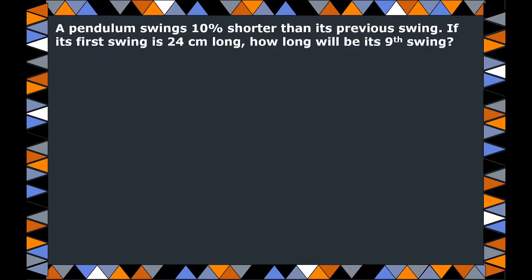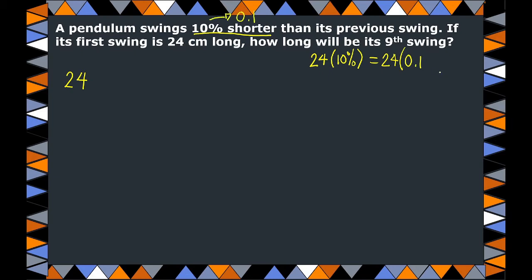A pendulum swings 10% shorter than its previous swing. If its first swing is 24 centimeters, 24 centimeters will be our first swing. So take note, 10% shorter. So I'll be having 24. I'm going to get 10% of 24. That is simply 24 times 0.1, because 10% can be written as 0.1 or 0.10.